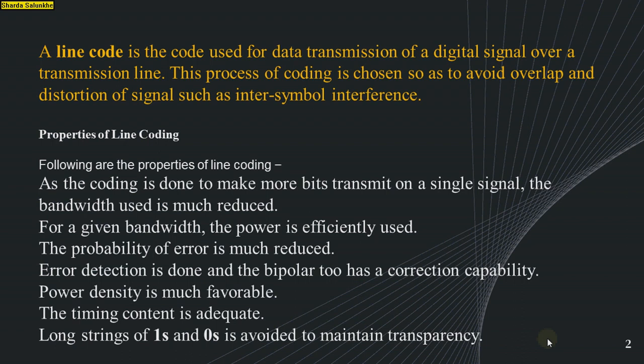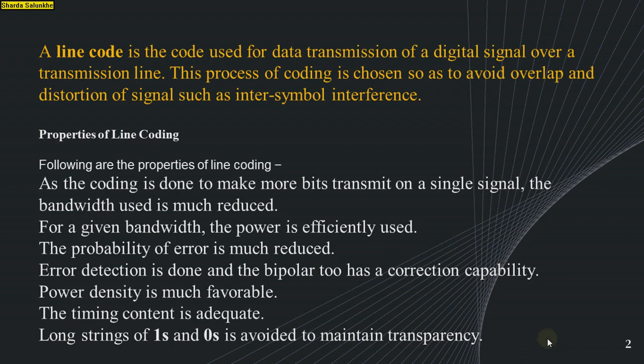This process of coding is chosen so as to avoid the overlap and the distortion of the signal, such as intersymbol interference. So the line code is used for the data transmission of digital data or a digital signal over a transmission line to avoid the interference, or intersymbol interference.